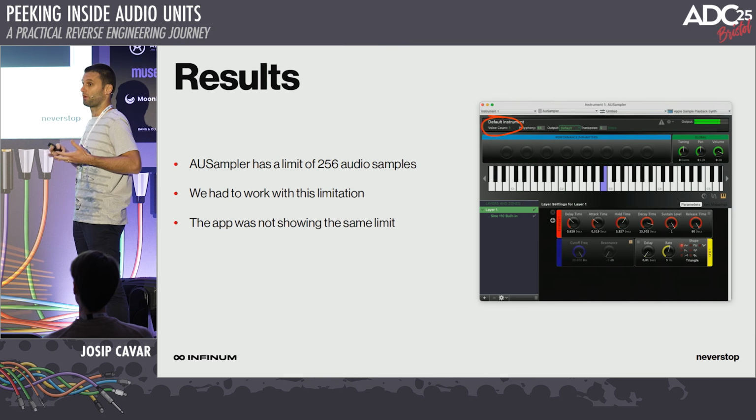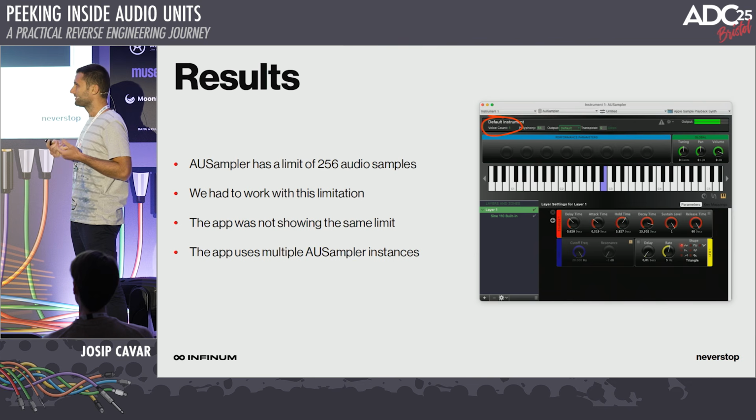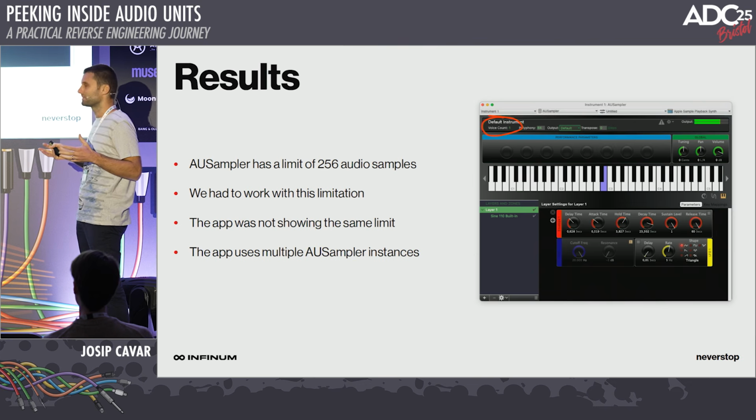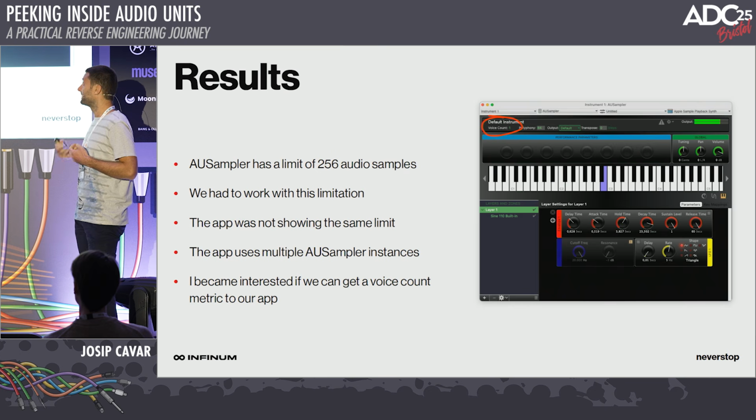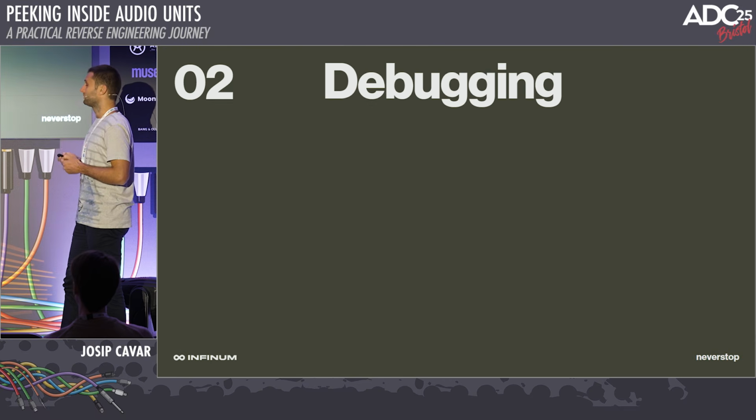First, in our iOS app, we observed a different limit, which was unknown at that time. And the other is that our iOS app uses multiple AUSampler instances. So we wanted to understand how it behaves under those circumstances. And this is really why I became interested in whether we can get this voice count metric implemented inside of our iOS app. And that is what led to this debugging journey that we are about to start.